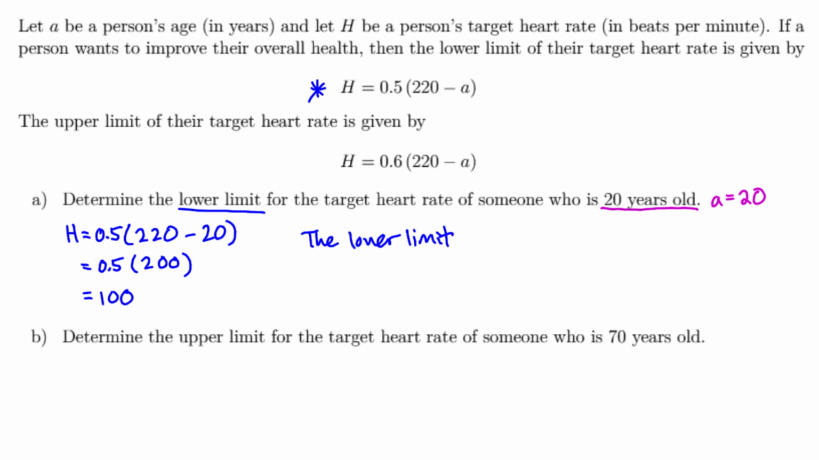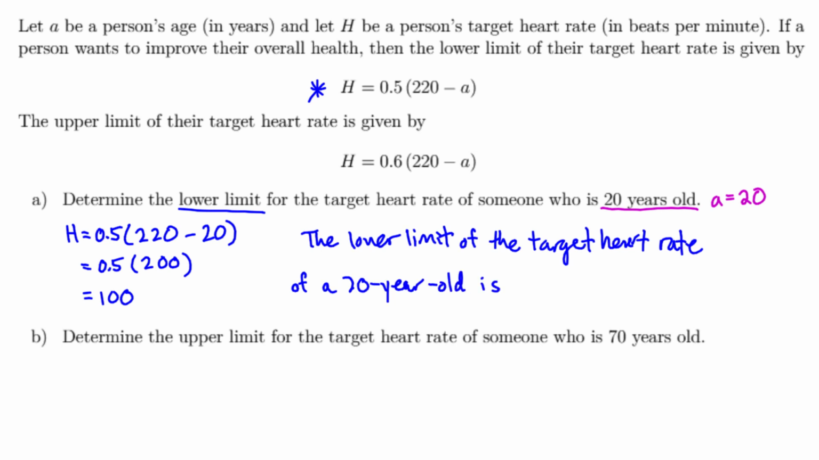So the lower limit of the target heart rate of a 20-year-old is 100 beats per minute, and beats per minute can be abbreviated to BPM.